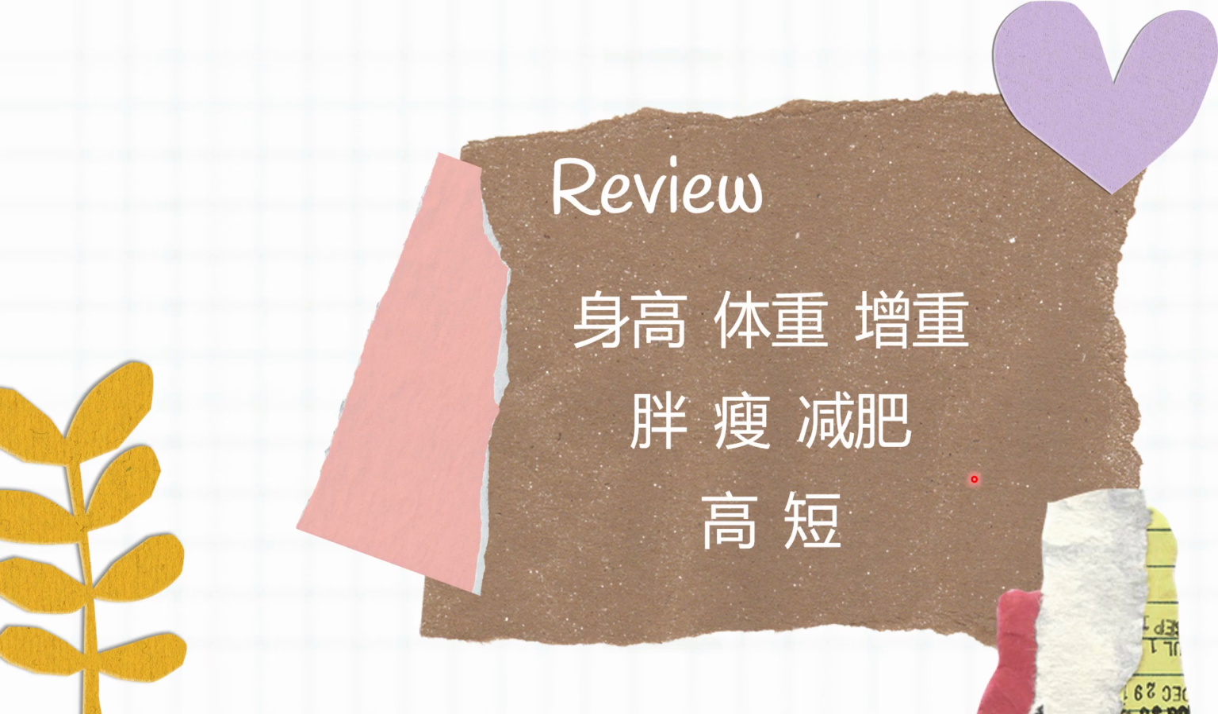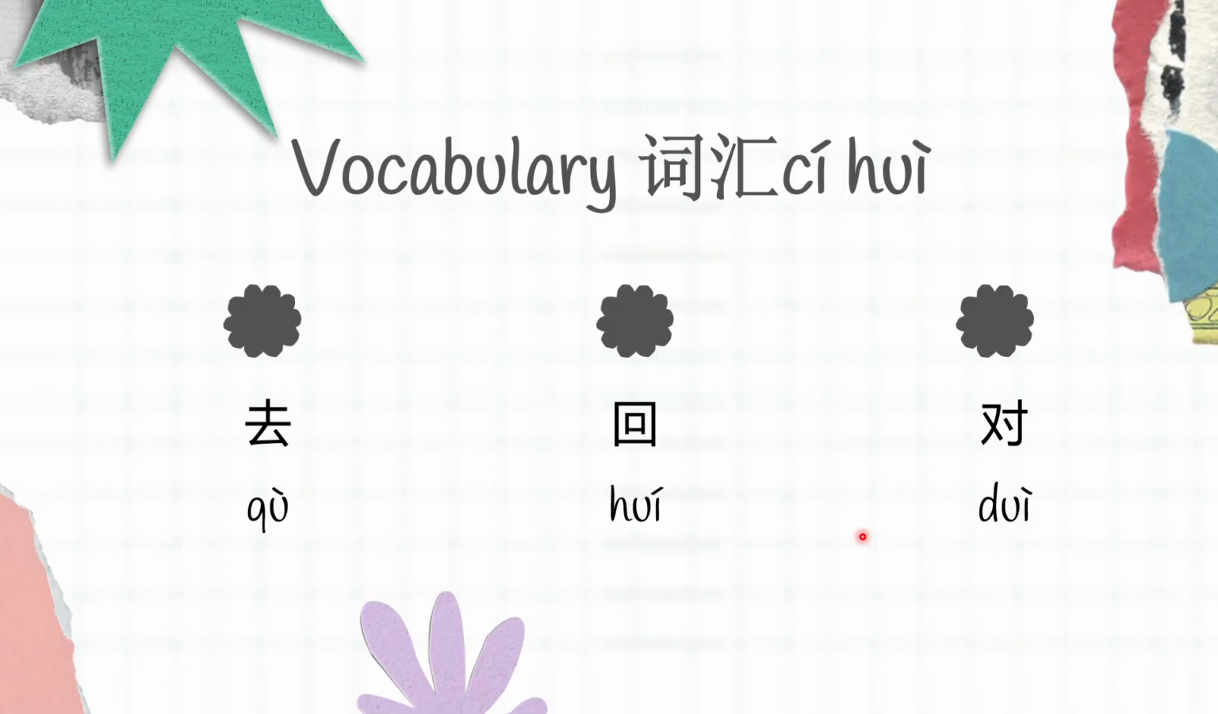So before we start, let's review first what we learned in last lesson. So we have 身高, 体重, 增重, 胖, 瘦, 减肥, 高, 短. So if you guys still find some problem with these vocabularies here, you guys can try to watch lesson 31 video again and also the quiz session. So let's begin this lesson, guys.